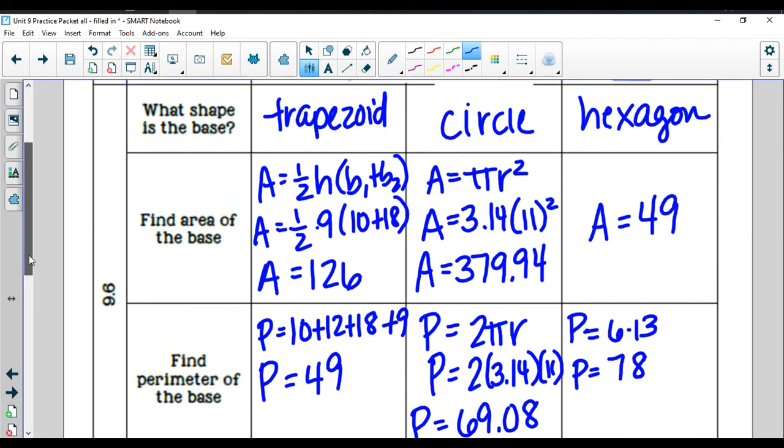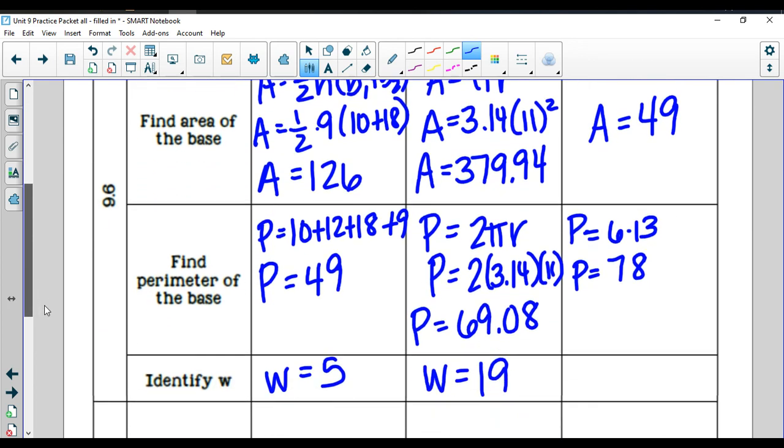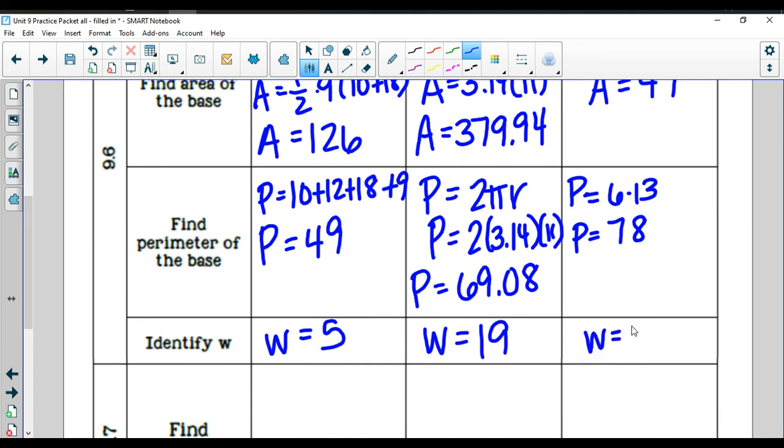The final step is to figure out my W. So connecting the top to the bottom is a length of 29 centimeters here. So W is equal to 29. And that's all we're doing for lesson 9.6.